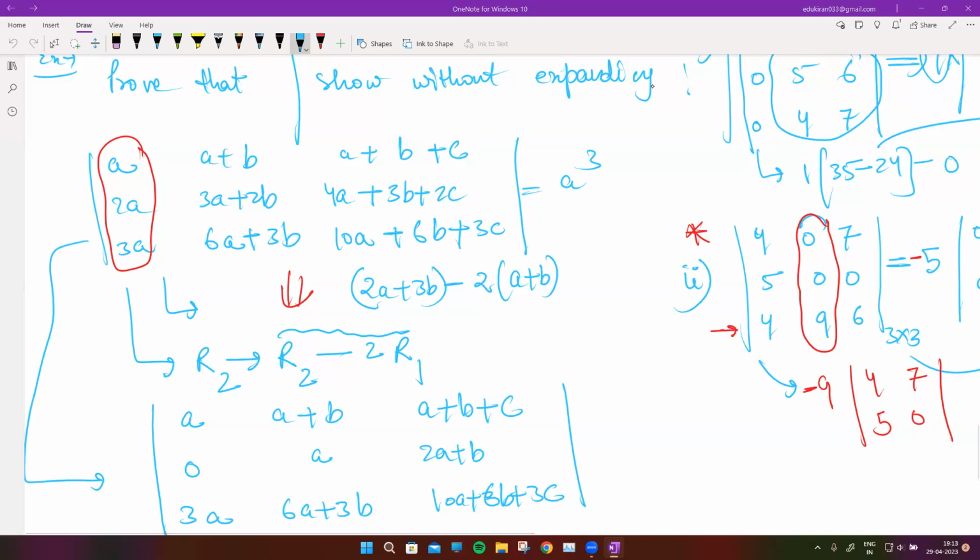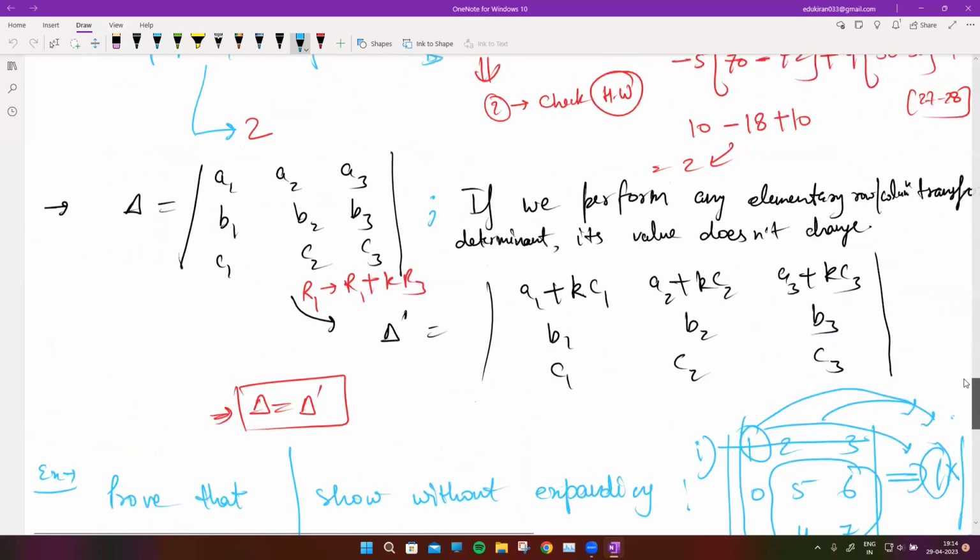No, Shavis, that is what the sixth rule says. The sixth rule is that if you apply any column transformation or any row transformation on a determinant, its value doesn't change. And why the value doesn't change? Have we discussed it? Okay, 1 minute. So that's what we discussed actually in the sixth property.